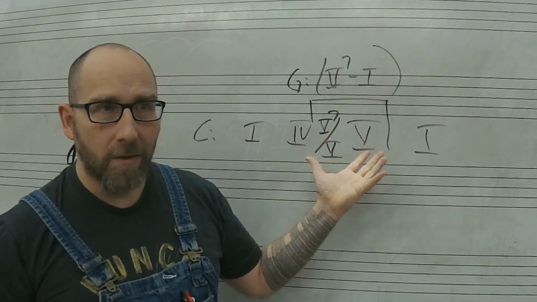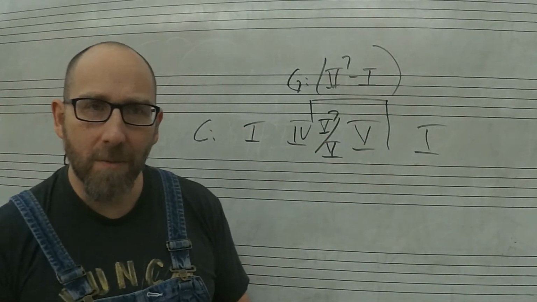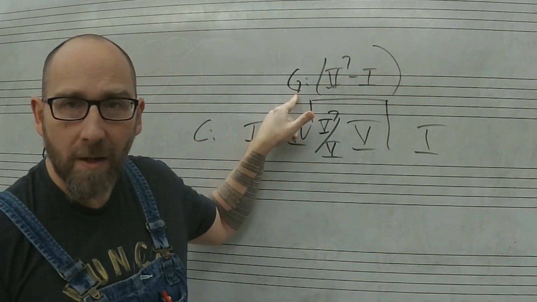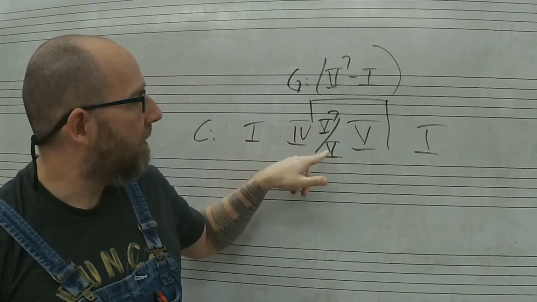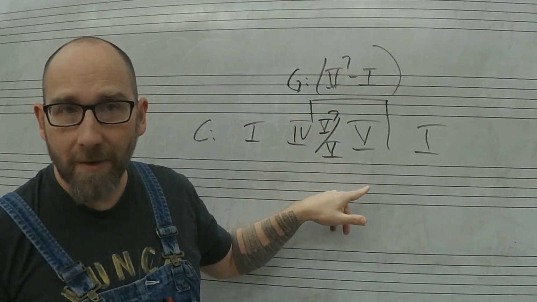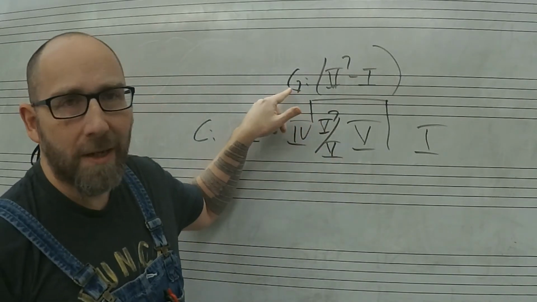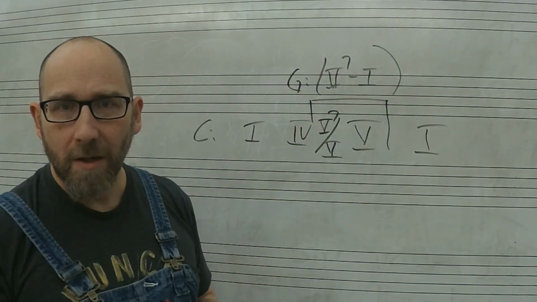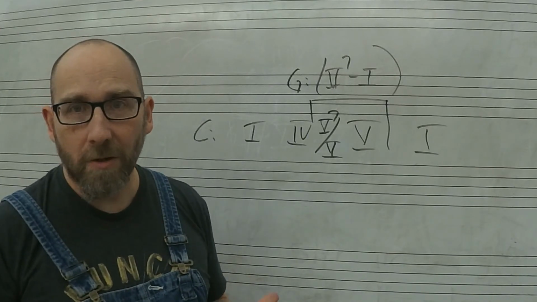This can be done on just about any chord. The only time you can't do it is if your pretend key would be diminished. So you can't have like a 5-7 of 7 diminished because your pretend key can't be diminished. Your pretend key has to be either a major or a minor key.